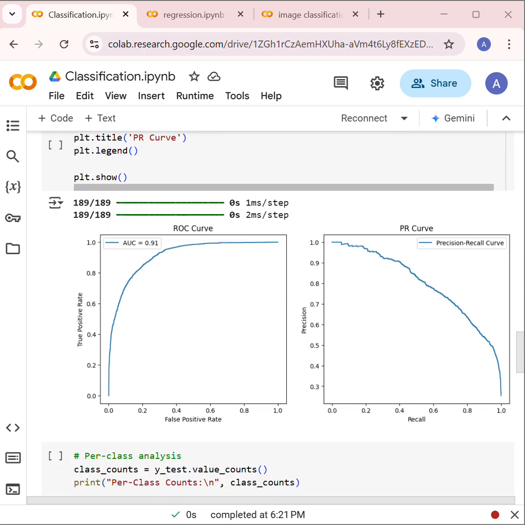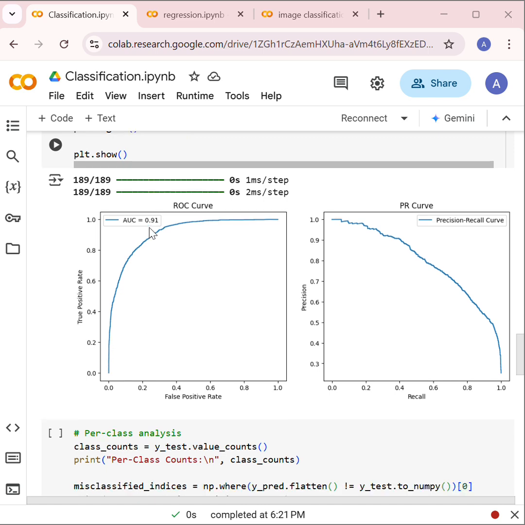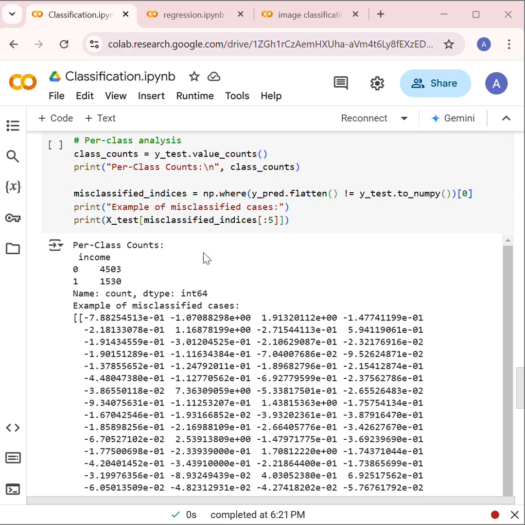Looking at the ROC and the PR curve, the ROC curve, that is the receiver operating characteristic, if the area under the curve is equal to 0.91, it means our model is 91% effective at distinguishing high versus low income earners. Closer to 1 is better. The PR curve stays high with a good balance. It means the model is making solid trade-offs between precision and recall. And this is the per class analysis.